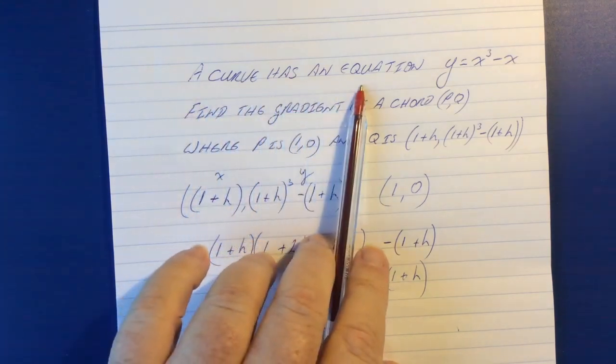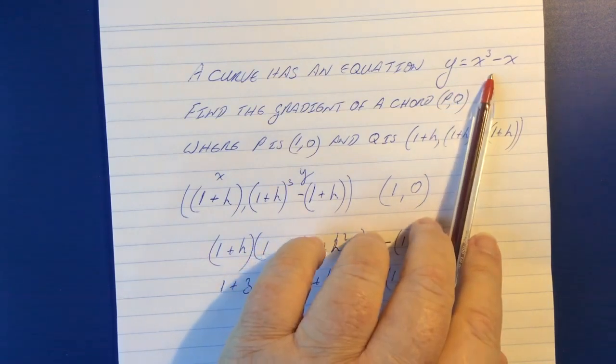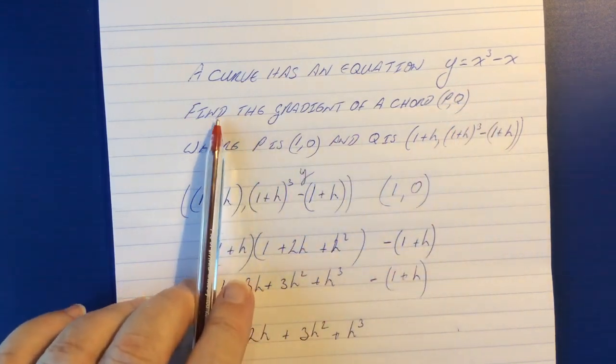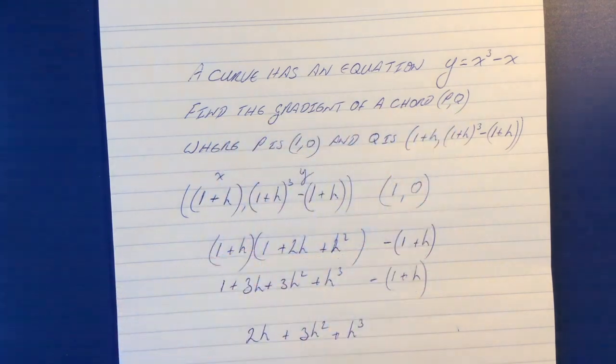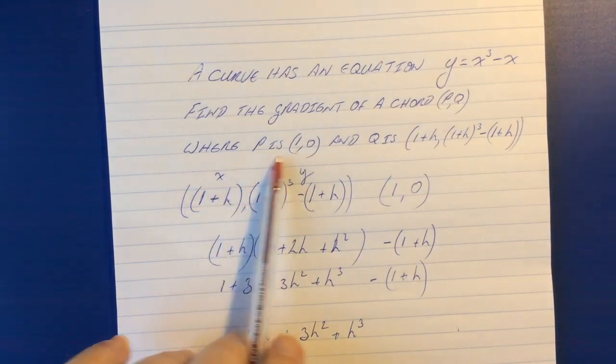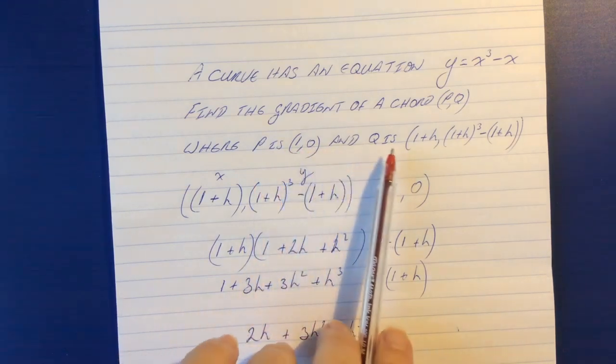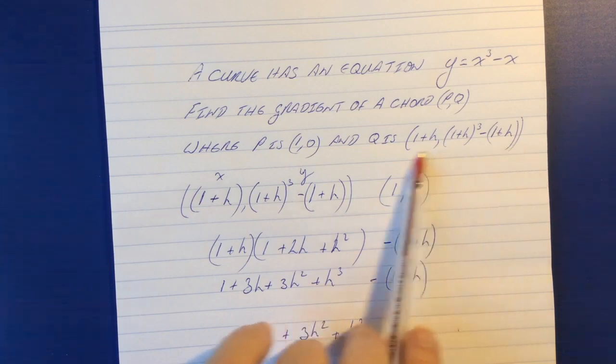We have a curve with an equation of this, which is a cubic. And we're asked to find the gradient of a chord, PQ. Now, a chord is simply a line segment that connects 2 points on a curve, where the first point, P, is (1, 0), and the second, Q, is this expression here.